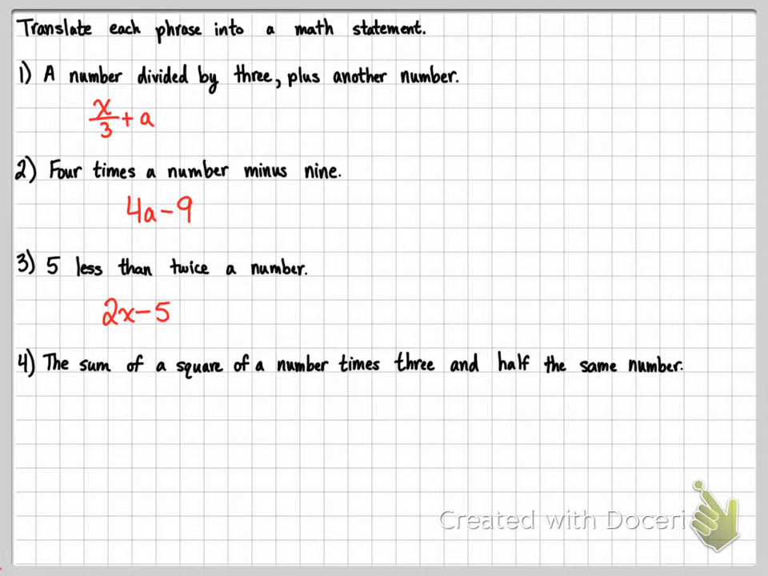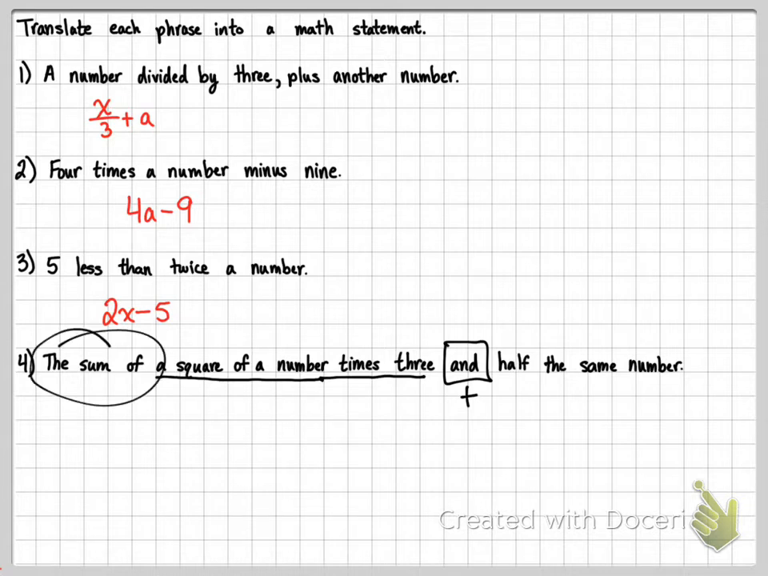Now here, the sum of a square of a number and half the same number. So let's kind of break this up. A square of a number times 3. Now this "and" means plus, because how do we know that means plus? Because it says the sum of. So we know that the sum of means plus, so we know that "and" is going to mean you're going to add half the same number.